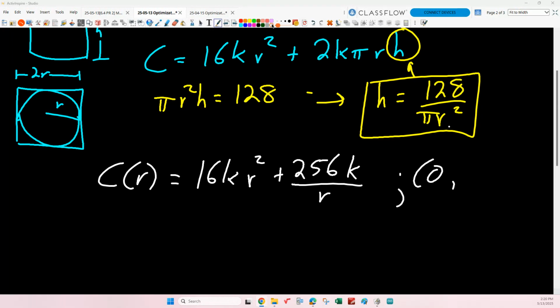Think how fractions behave. The bottom has to get bigger. The bottom gets big for the fraction to get small, right? Okay. So then that means that r would have to approach infinity for h to approach 0, right?